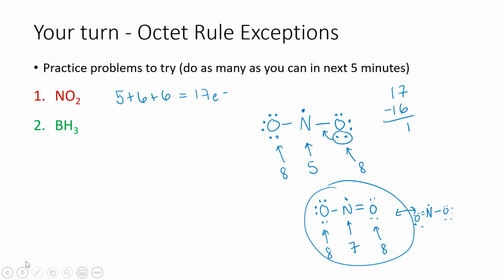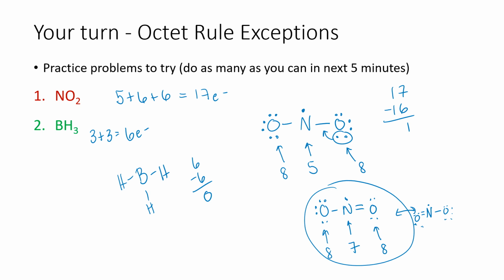All right, BH3. Let's take a look at this one. Boron starts out with 3 valence electrons, and each hydrogen has 1, so that's 6 electrons total. I'm going to put my least electronegative element that isn't hydrogen in the center, and then I'm going to connect with a single bond. Give everyone an octet. Hydrogen only takes 2, so it's good. Then I'm going to stop and count. How much have I used up? I've used up all of them. There's none left for boron in the middle.